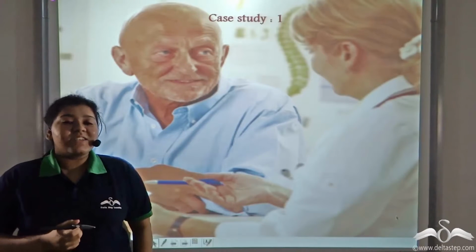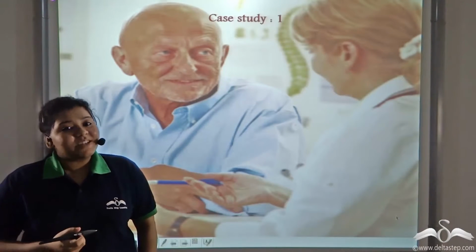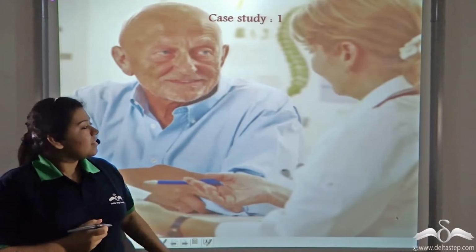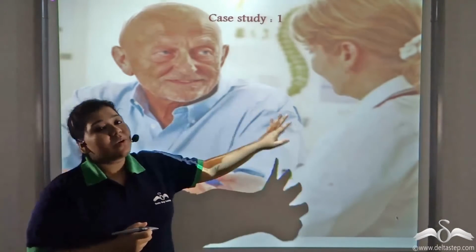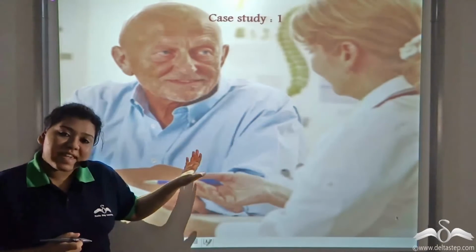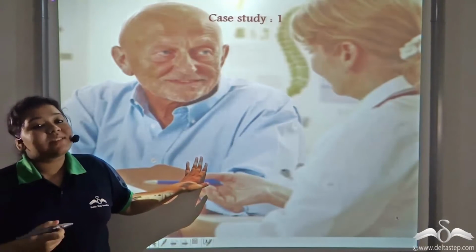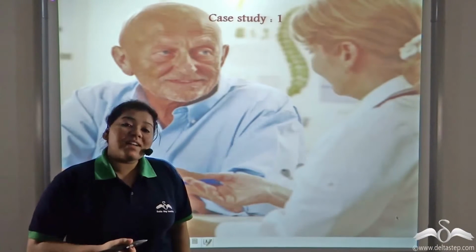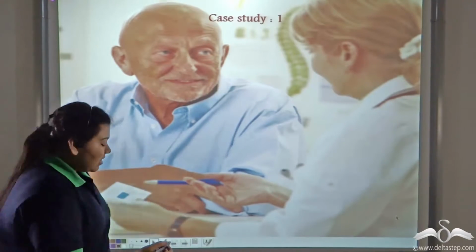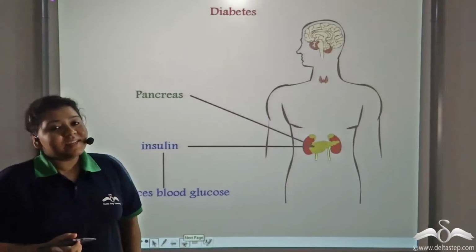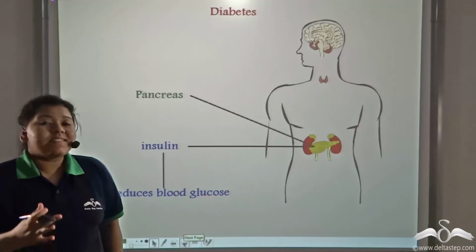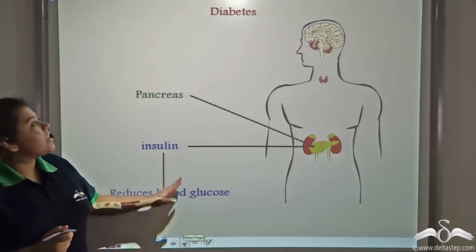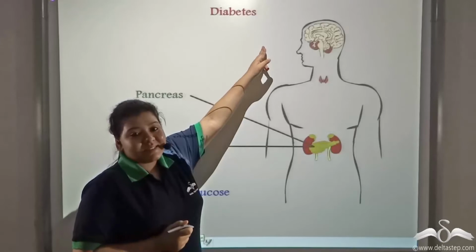A multi-facility hospital had several patients coming in. So let us do their case studies. This man came to the doctor because he was feeling very weak of late. He was dizzy. So the doctor asked him to get a blood test done. His blood test revealed that he has less insulin in his body, and this condition is known as diabetes.